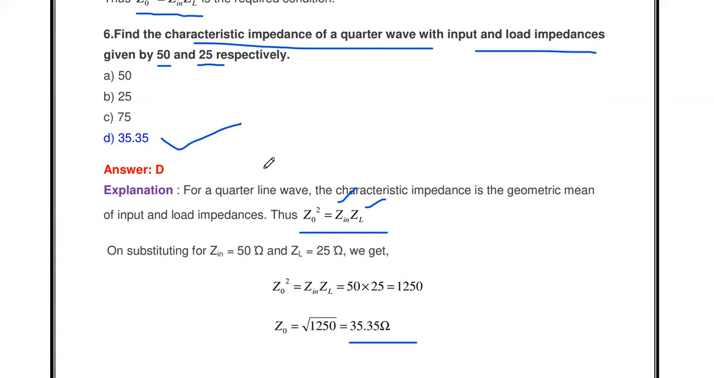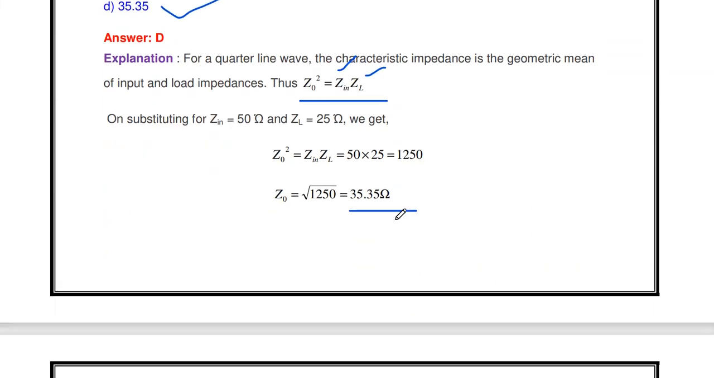In this problem, the load and input impedances are given and we calculated the characteristic impedance. Instead, there may be a problem where Z0 and ZL are given and we have to find the input impedance, or Z0 and Zin are given and we calculate ZL. So there are three different ways the problem can be asked.